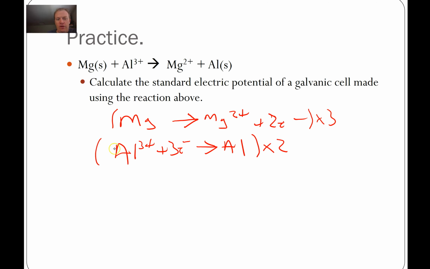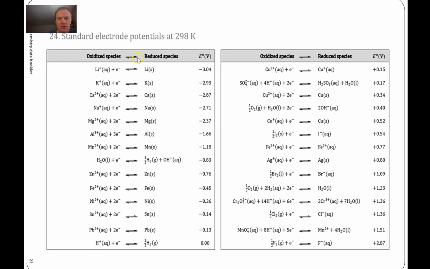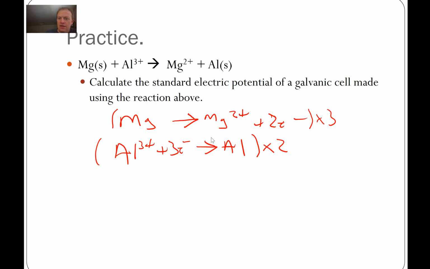Okay, so the aluminum, the bottom one, that's my reduction. So hopefully I can find that directly on the table. I've got to make sure that it's exactly the same as the one I've written. So Al3 plus gaining 3 electrons going to aluminum. Yep, that's it. Negative 1.66 volts. And again, I'm not going to multiply it by 2 because of that right there.